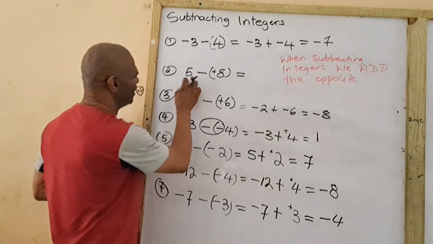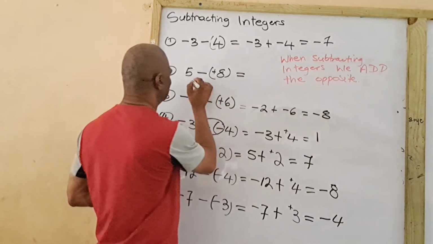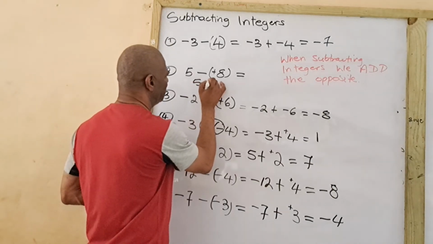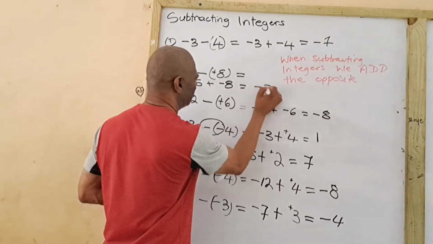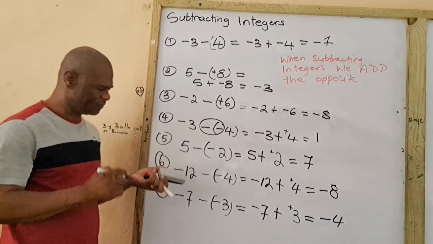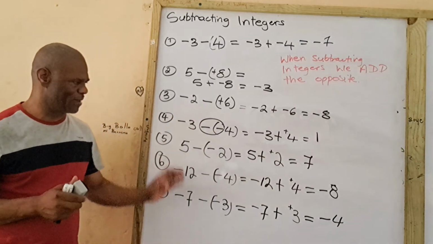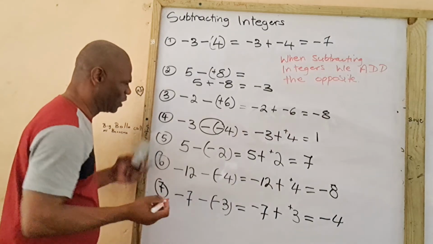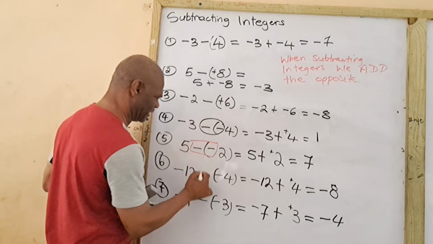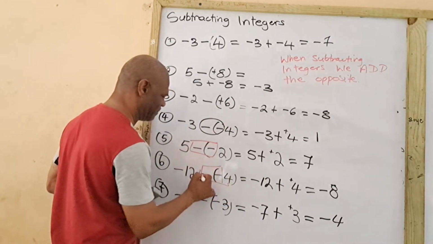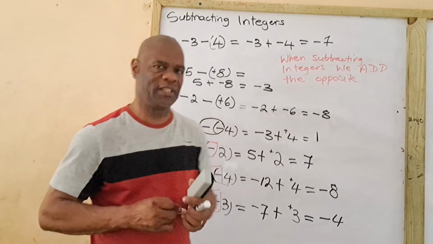So, we erase this. 5 minus positive 8 means 5 plus negative 8. And that gives us negative 3. Alright? Good. So, what I wanted to do is just get some questions and practice them, especially where we have the two negative signs following each other, right? Like this. So just remember that we are adding the opposite. Good? So we're adding the opposite.